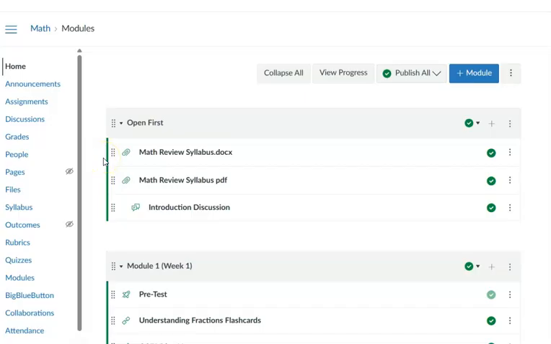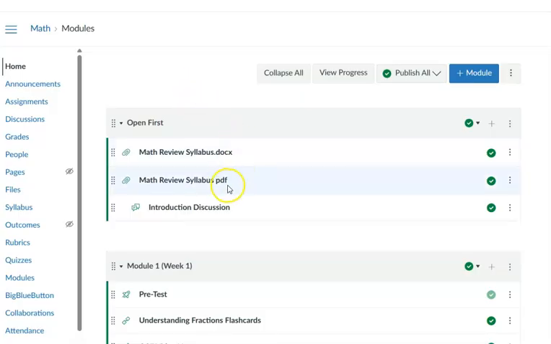This module contains the course syllabus in two different versions, a PDF or a Word document, whichever the student prefers to use. Also in this module is an introductory discussion that the students will complete at the beginning of the course.